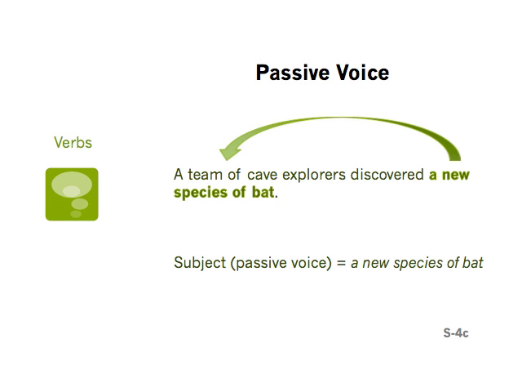If we want to switch to the passive voice, we flip the receiver of the action from the object slot, after the verb, to the subject slot, typically before the verb. In this example, a new species of bat becomes the subject in the new passive voice construction.